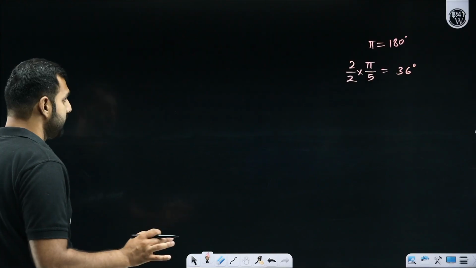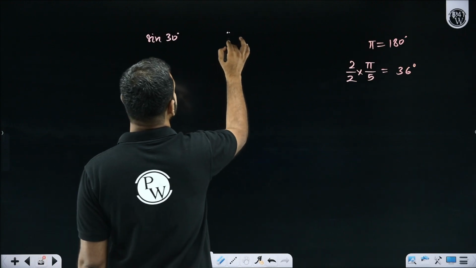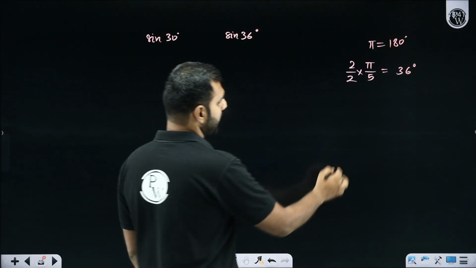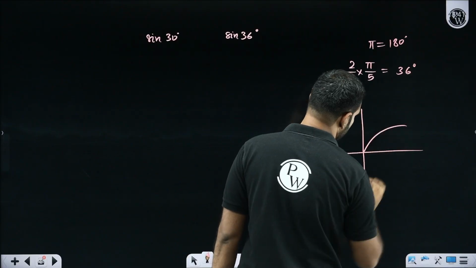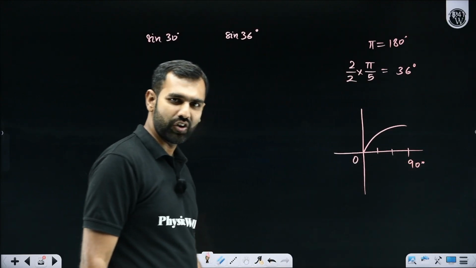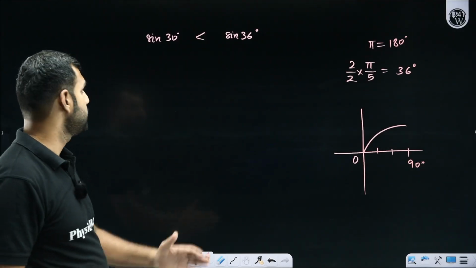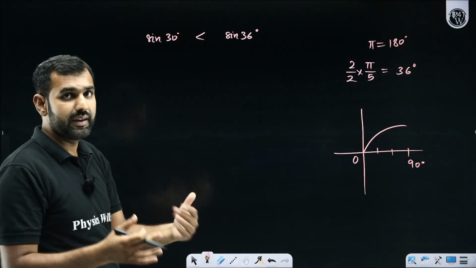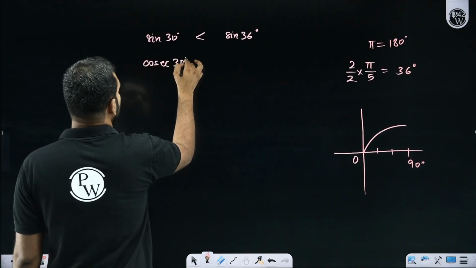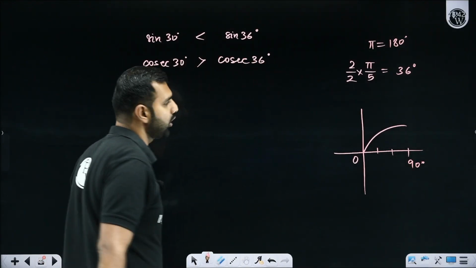Now, let me help you with this. Sine 30 degrees and sine 36 degrees. Can you give me a conclusion here? I hope you remember the graph of sine theta is clearly like this between 0 to 90. This is 0, this is 90 degrees. So between 30 and 36, this is clearly an increasing function. So sine 36 will be greater than sine 30. But cosec is the reciprocal of it, which means if you are taking reciprocal on both sides, the sign will be reversed, which means if I say what is cosec 30, you will say, sir, it will be greater than cosec 36. Yes or no? Everyone got my logic here?